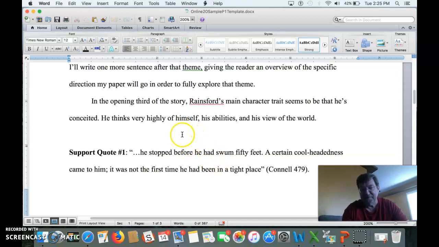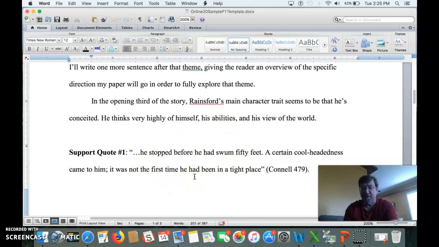However, I do need to add the flesh to the skeleton, which means I have to write a setup sentence in front of this quote and a reconnection sentence after this quote. And I'm going to do that right now, just kind of show you what I'm talking about. The setup sentence of this quote needs to let the reader know, where is this in the story? Give me some context that will help me understand the quote a little better.